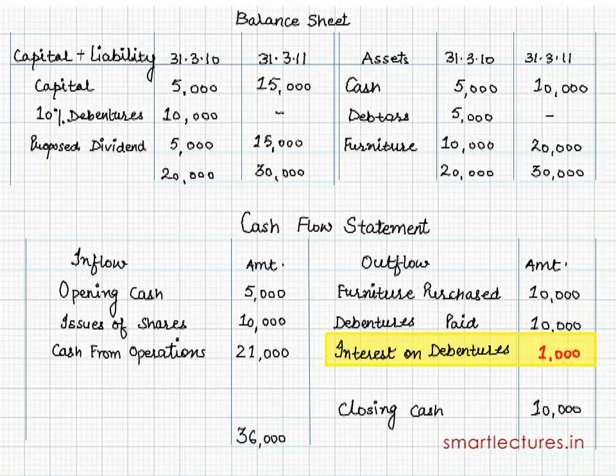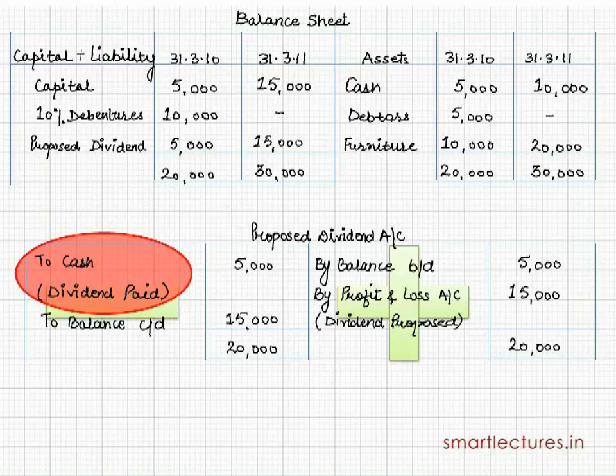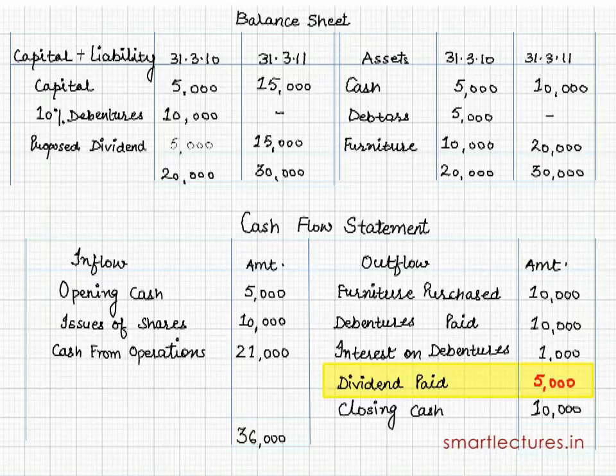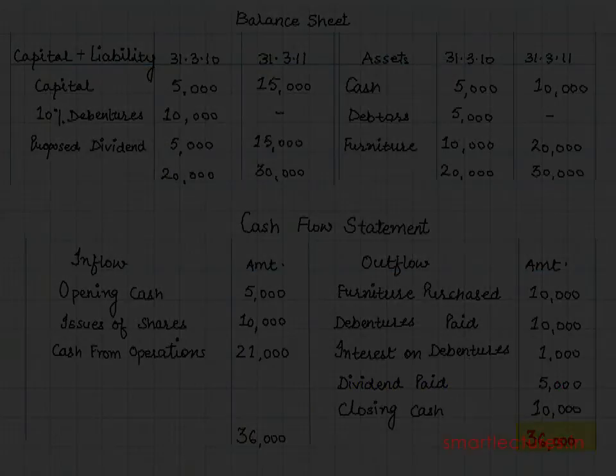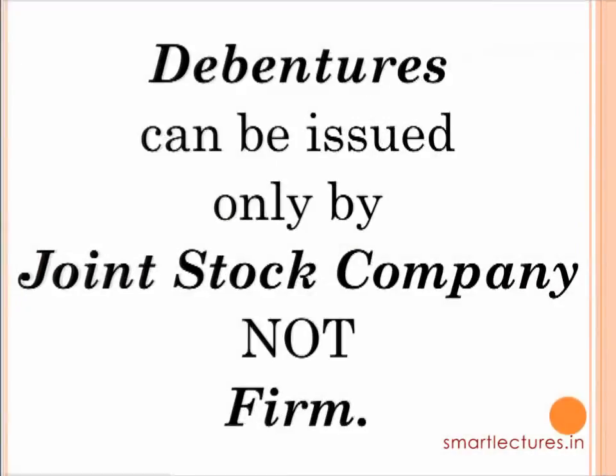Now proposed dividend. So if you have a look at the proposed dividend account, you will find the company has paid rupees 5,000 as dividend. This is the payment and it will be shown on the outflow side. Dividend paid rupees 5,000. Total 36,000 rupees.